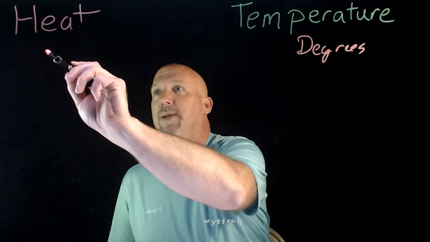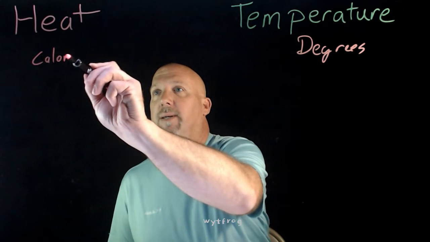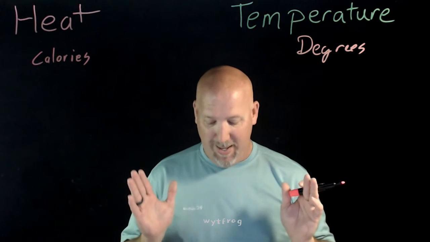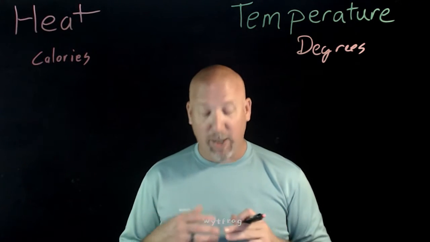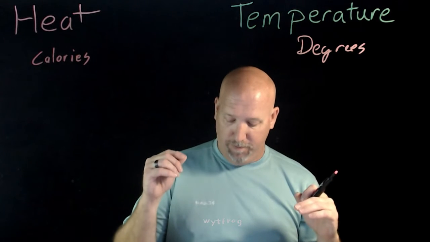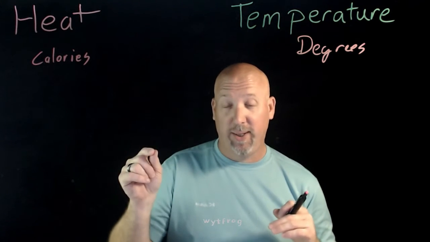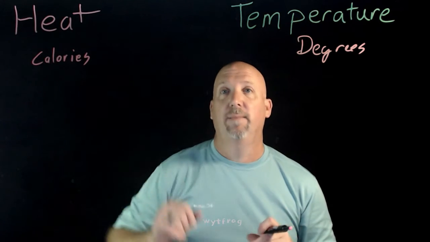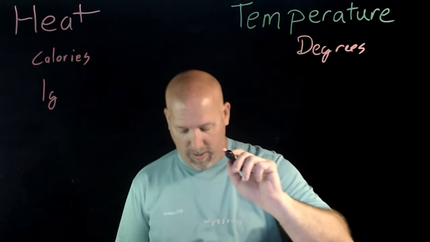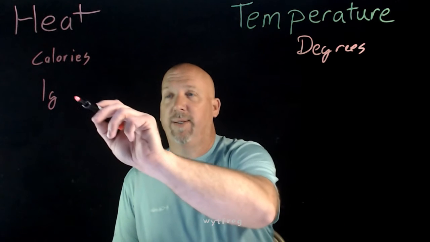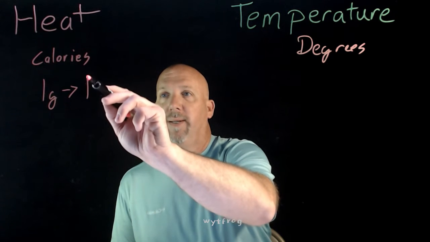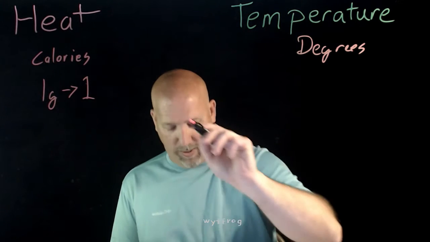Heat is measured in calories. A calorie is a metric unit that expresses the amount of heat needed to raise the temperature of 1 gram of water 1 degree Celsius. So that's heat. Measure 1 gram of water and increase it 1 degree Celsius.